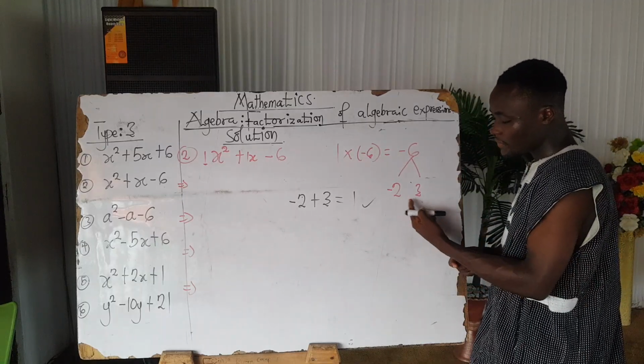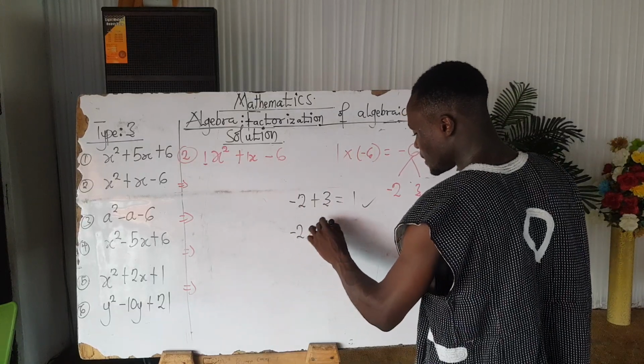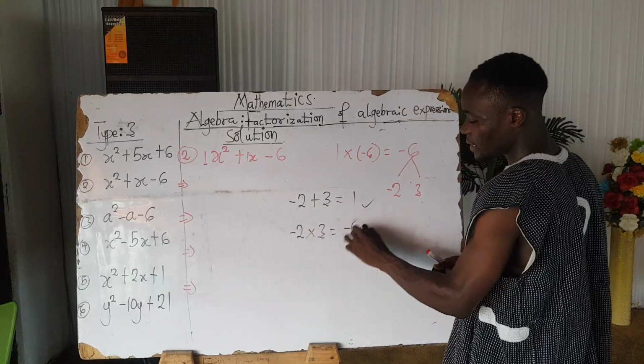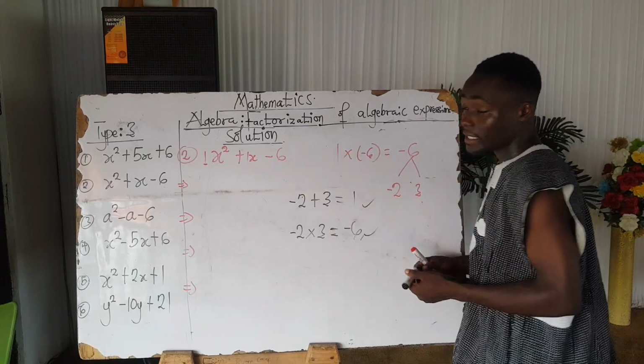When you multiply negative 2 by 3, are you going to get the constant? So negative 2 multiplying 3, what are you going to get? We are going to get negative 6. So it means that this one is also clear since we are getting negative 6 here.